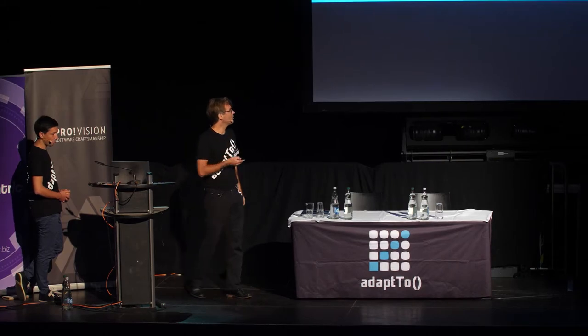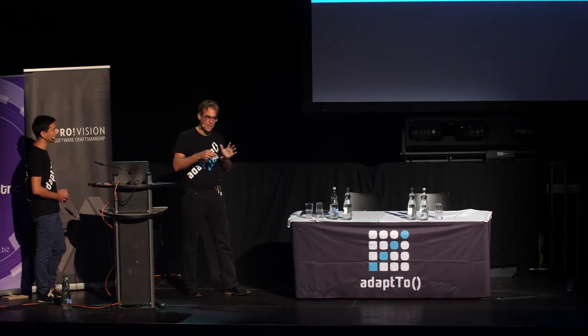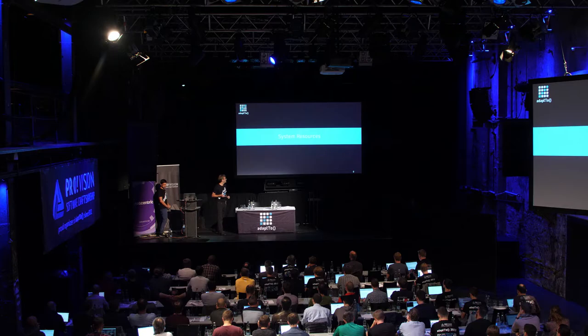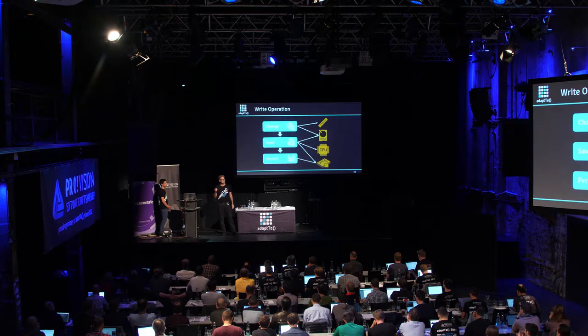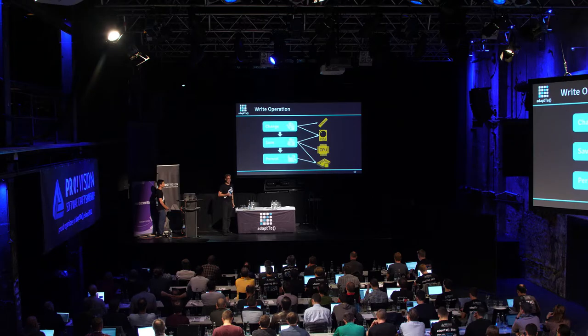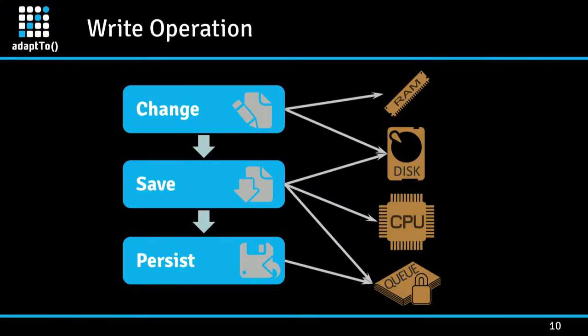So this just covers enough of the inner workings of the TarMK to look at how the TarMK uses system resources. And to do that, we're actually looking at the typical operation, a write operation, and what a write operation does to your system. So a write operation consists of roughly three phases, a change phase, a save phase, and a persist phase.